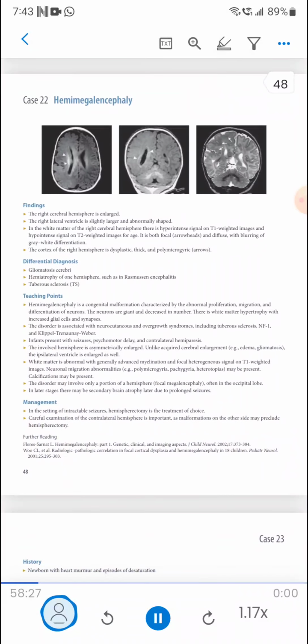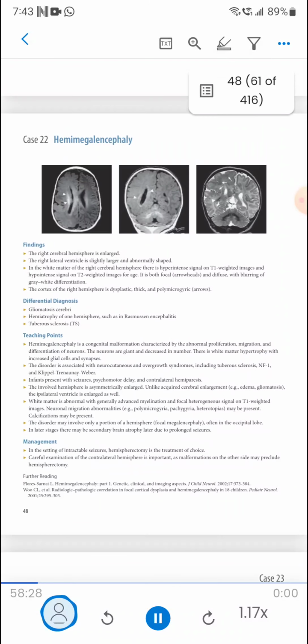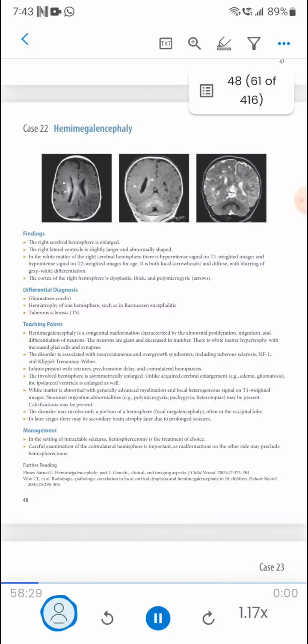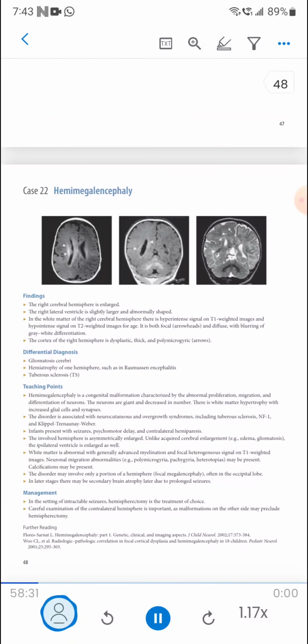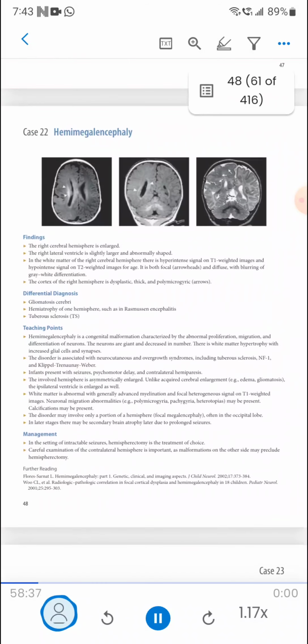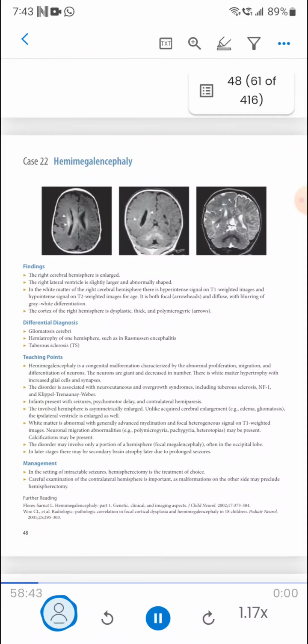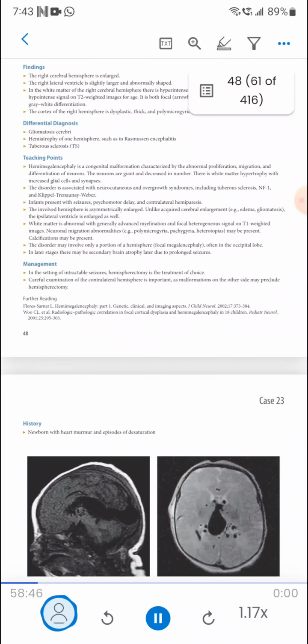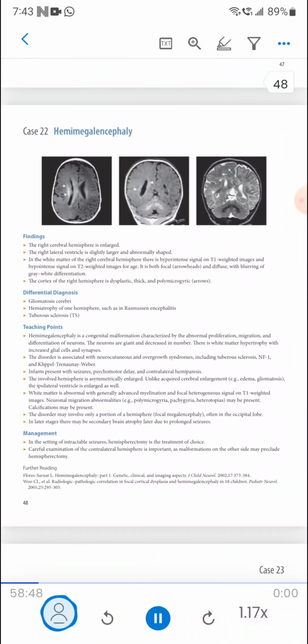Case 22: Hemimegalencephaly. Findings. The right cerebral hemisphere is enlarged. The right lateral ventricle is slightly larger and abnormally shaped. In the white matter of the right cerebral hemisphere there is hyperintense signal on T1 weighted images and hypointense signal on T2 weighted images for age. It is both focal, arrowheads, and diffuse, with blurring of gray-white differentiation. The cortex of the right hemisphere is dysplastic, thick, and polymicrogyric, arrows.